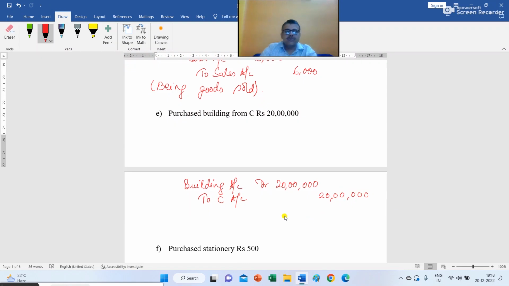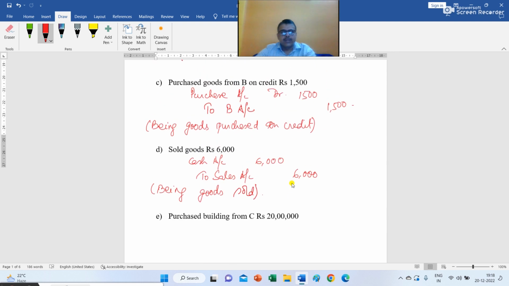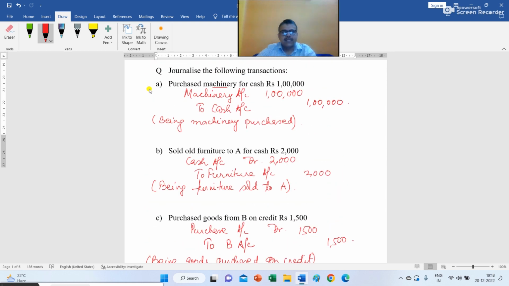Now in my first transaction, I again refer to the first transaction. See, there was a purchase of machinery for cash. So there was a purchase of asset. So when an asset is being purchased for cash, asset will be debited and cash will be credited because there was an outflow of cash.